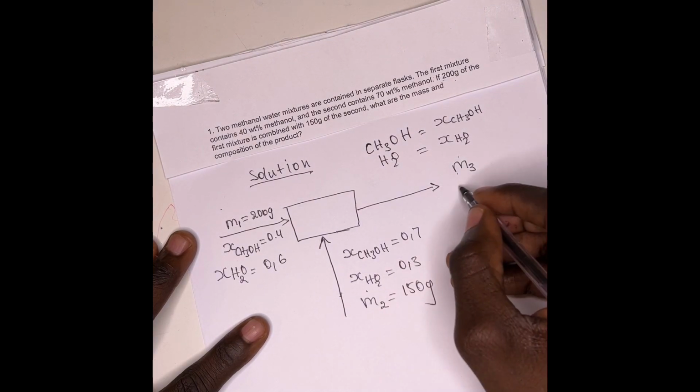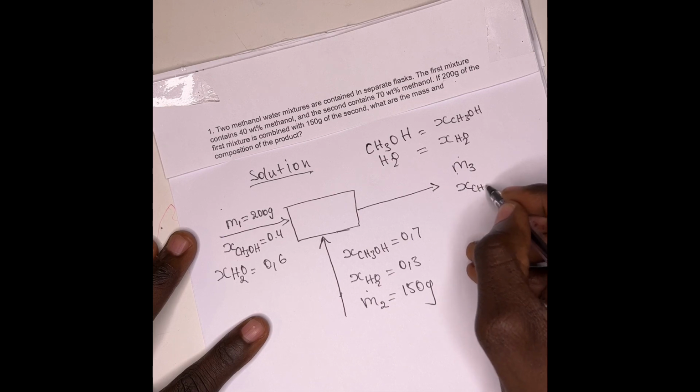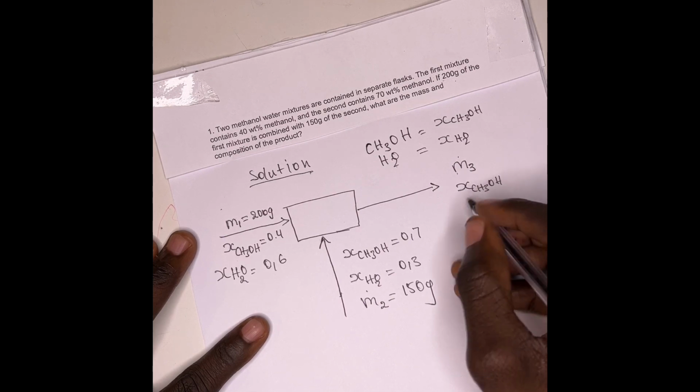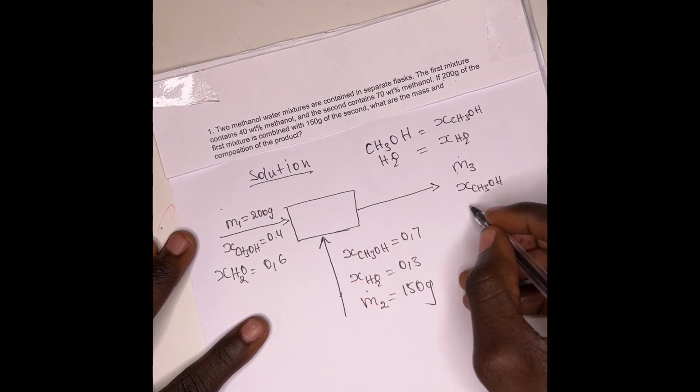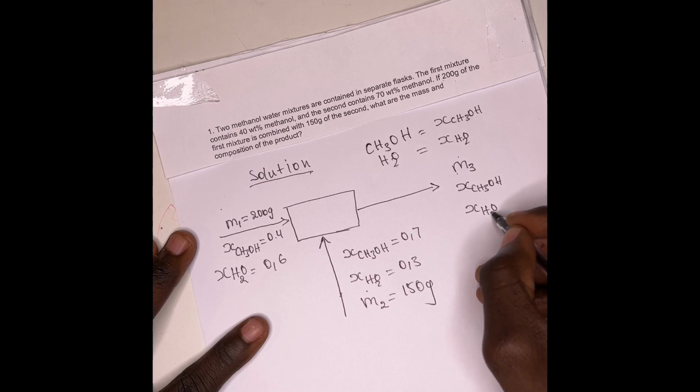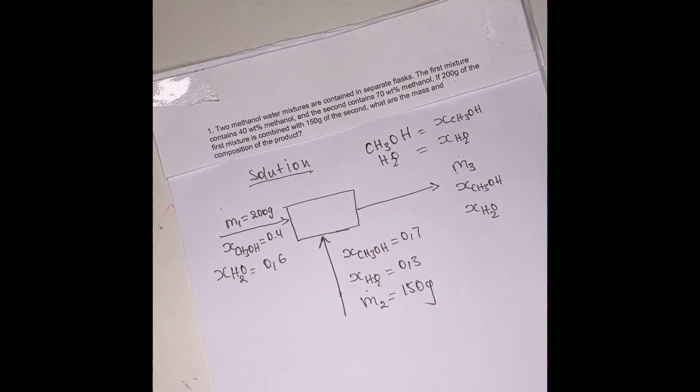And then after you find the mass 3, you have to find X of CH3OH. And then you have to find also what? You have to find the X of water. This is how the things are given and what we have to find.